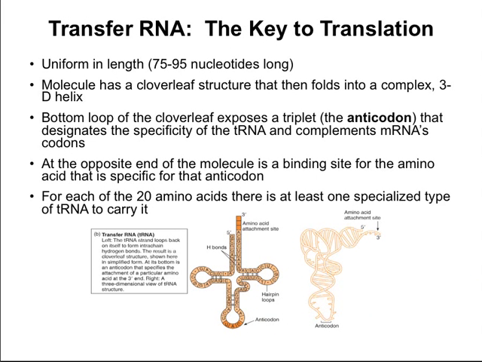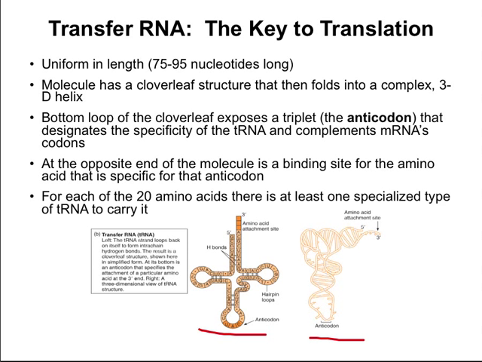The next really important type of RNA is transfer RNA. Transfer RNA we'll see much more about during the translation process, after we've got the RNA transcript. They usually are of uniform length, about 75 to 95 nucleotides long. And the molecule has sort of a cloverleaf structure, as you can see exhibited down here. That cloverleaf structure then folds into a complex 3D helix shape that you can see over on the right.